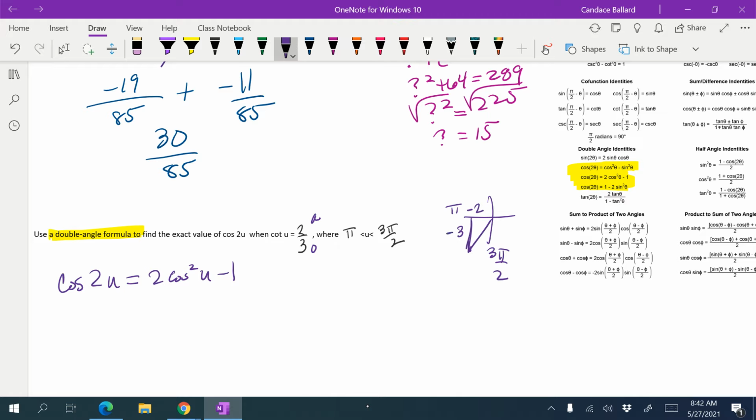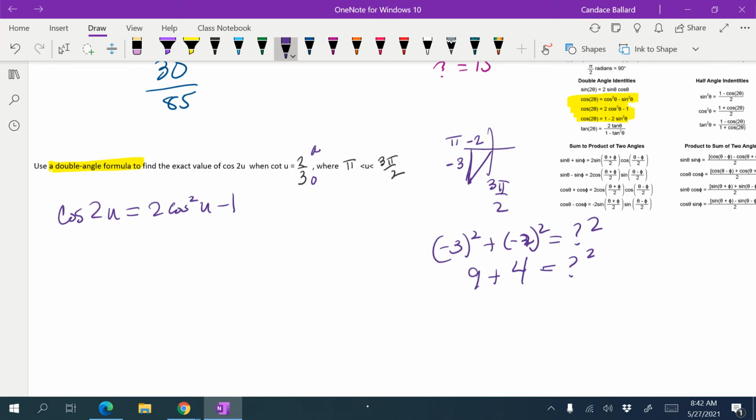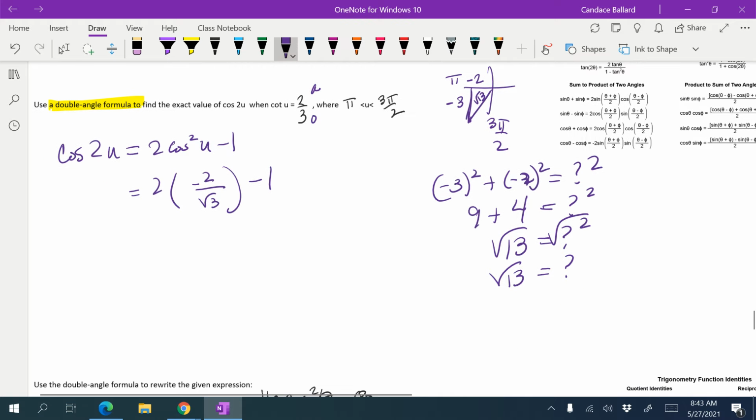I need to find the hypotenuse, so I've got to use the Pythagorean theorem. So -3 squared plus -2 squared equals, we'll call it question mark squared. -3 squared is 9, -2 squared is 4. 9 plus 4 is 13, and then I've got to undo it with a square root, and the hypotenuse will always be positive, so we know that this is square root of 13.